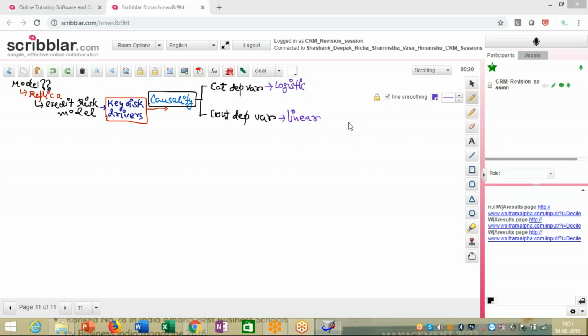What then is the most important feature of a regression model? So how is a regression model different from all these other measures that I have talked about?